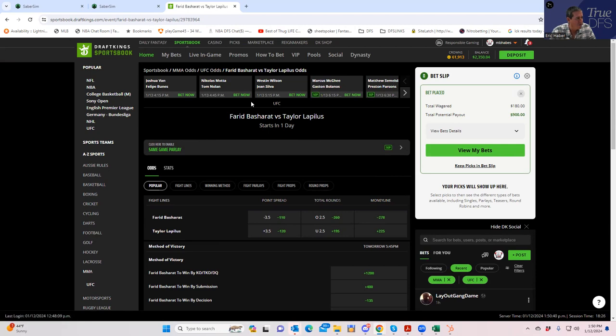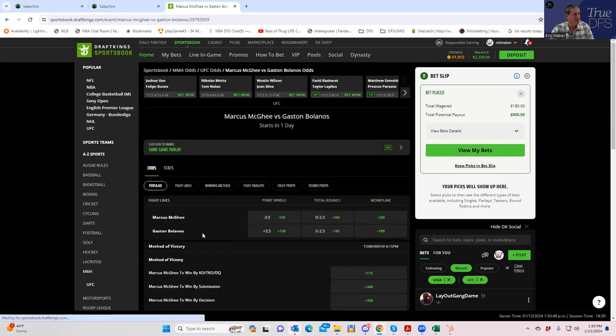Moving on, we have Marcus McGee versus Gaston Bolanos. Marcus McGee puts on a really good pace. He came in on short notice against Journey Newsome, took care of him. Got a first-round KO against JP Byes, took care of him. And the problem with Gaston Bolanos is he just has terrible, terrible takedown defense.